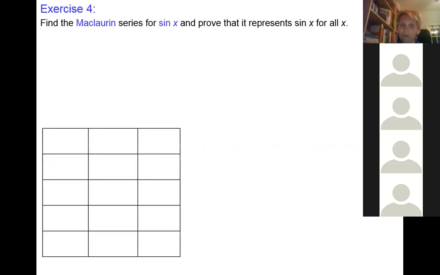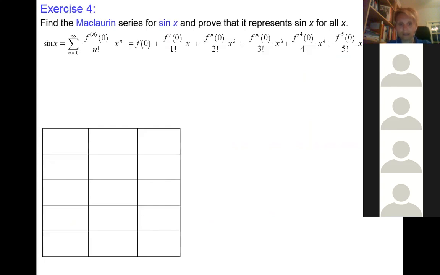The next one is: find the Maclaurin series for sine of x and prove that it represents sine of x for all x, which means we have to use the ratio test, but also we have to prove that the remainder goes to 0. But we will not do it because it's too complicated. Let's just find a new formula. That's what I have. I have the same thing. Yes, you can probably see what I'm doing.